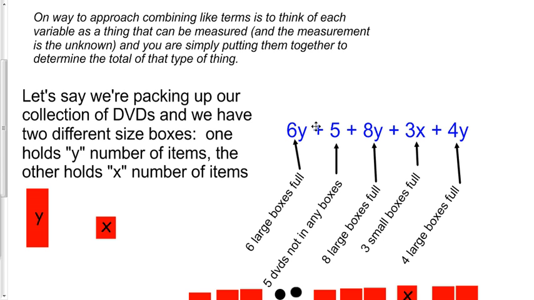So an expression like this, where it says 6 times Y, could be thought of as saying whatever number fits in a large box, we have 6 full boxes. So we have 6 times the amount that fits in a box. Over here, I have 8 large boxes full. So again, the total number of DVDs packed up there is 8 times whatever can fit in a large box. Over here, I also have more large boxes. I have 4 sets of the large box, so 4 sets of whatever can fit in there. And then you can see that I have 3 times the number that fits in a small box, so I can fill up 3 full boxes. And over here, I've got 5 that aren't in any boxes at all.